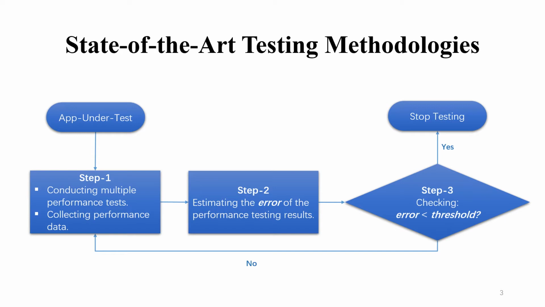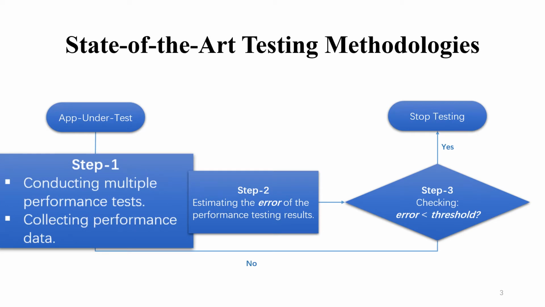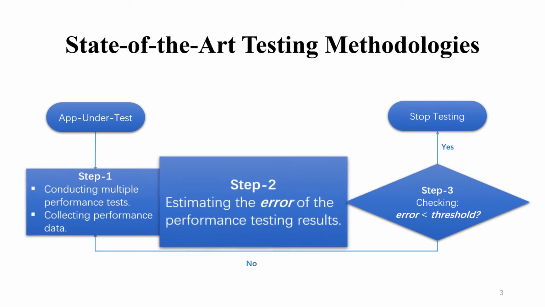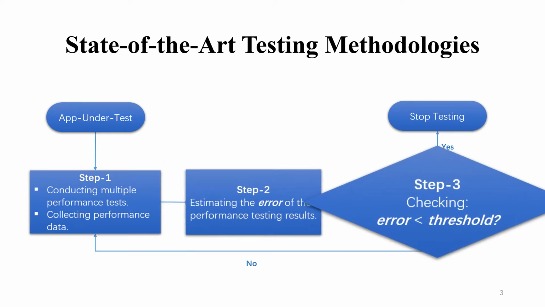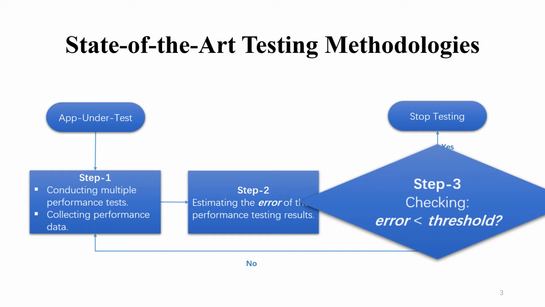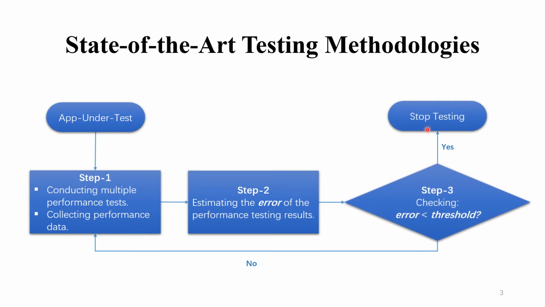Here are the general steps for the methodologies. First, they have the application to be tested, and then in step 1, they conduct multiple performance tests and collect performance data. In step 2, they estimate the error of the performance test results using a statistical tool. And in step 3, they check the estimated error against the user predefined threshold. If it's less than the threshold, they can stop testing. If it's not, they have to go back to step 1 for more test runs.